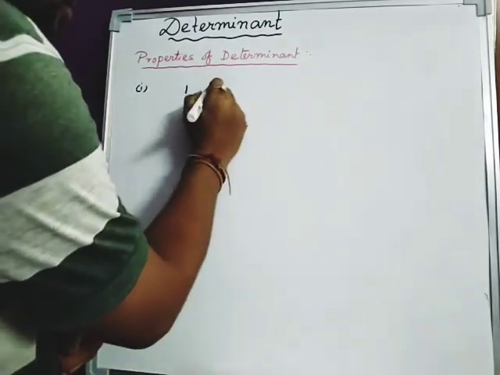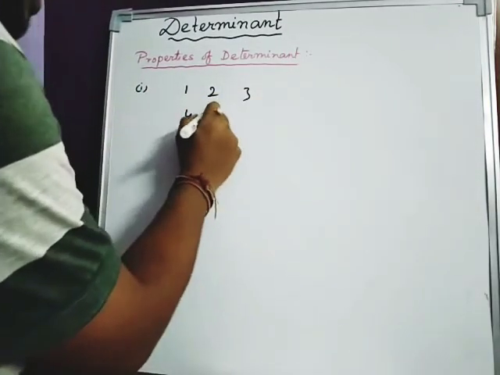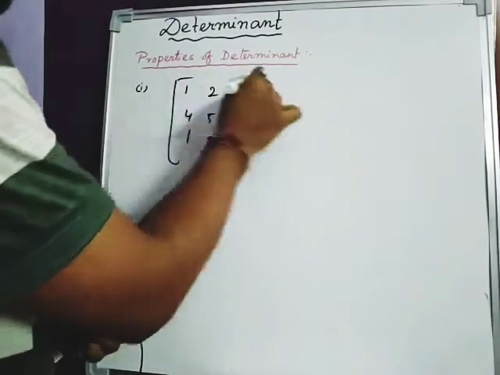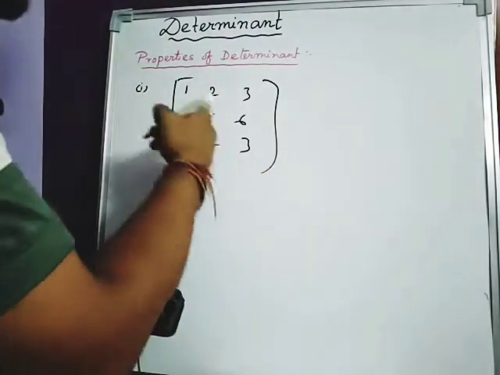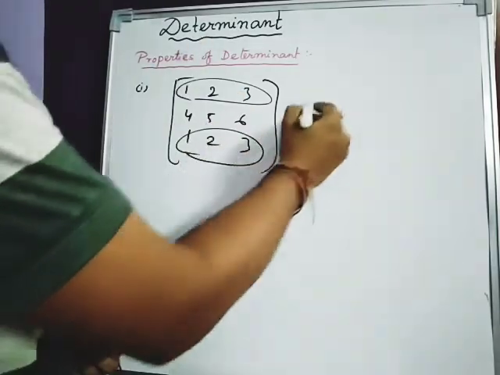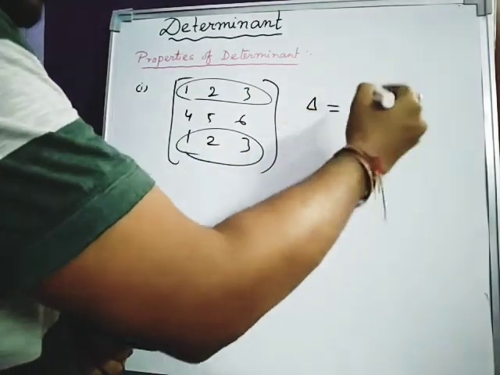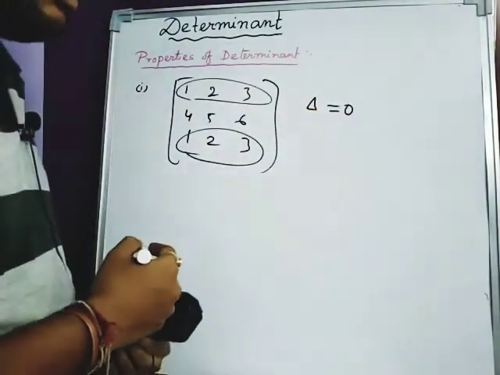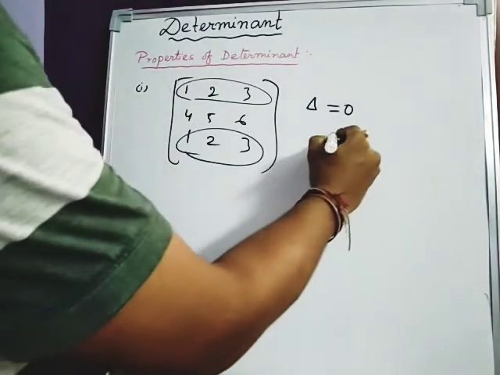So two rows means 1 2 3, suppose I am writing 4 5 6, 2 3. Okay, you can see here this is a 3 cross 3 matrix, but you can see row number 1 and row number 3 are the same. So in that particular case, please remember, determinant delta will be equal to 0.